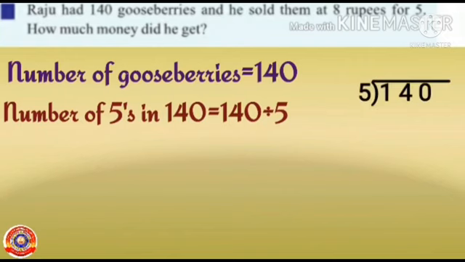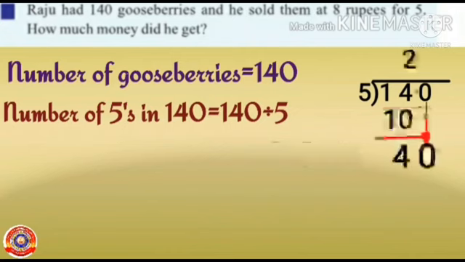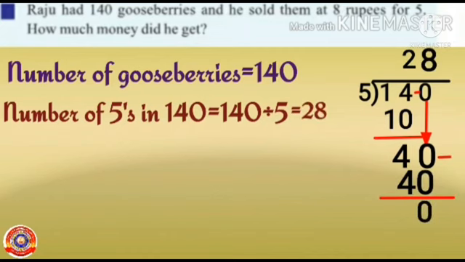140 divided by 5. Take the first digit 1. 1 is less than 5. Take the next digit also. We get the number 14. There is not 14 in the multiplication table of 5. So we have to take 10. How many times? 2 times. 2 into 5, 10. 14 minus 10, 4. Write down this 0 here. We get the number 40. 8 times. 8 into 5, 40. 40 minus 40, 0. We get the quotient 28.